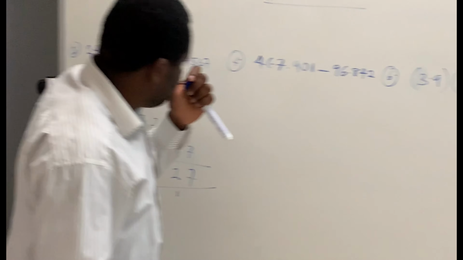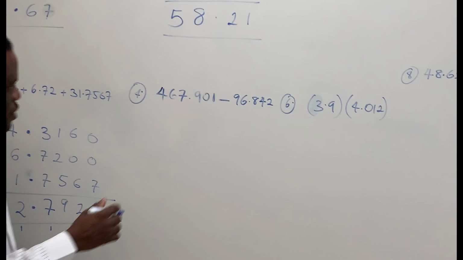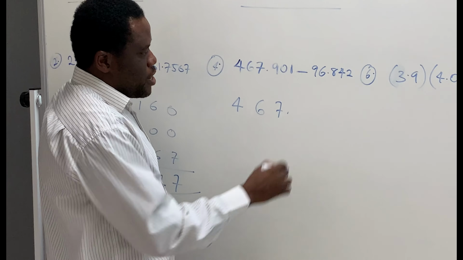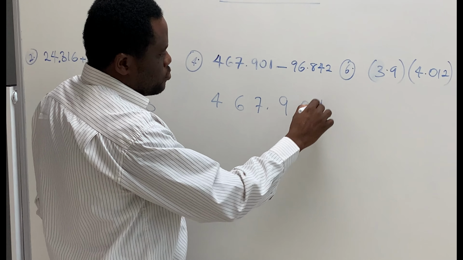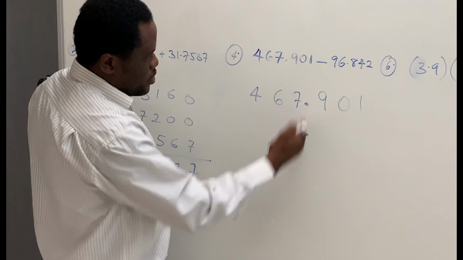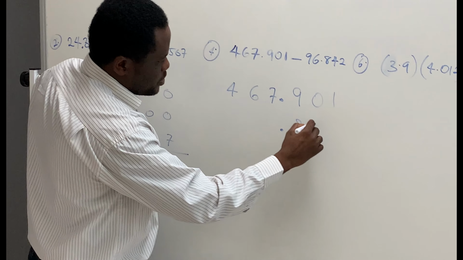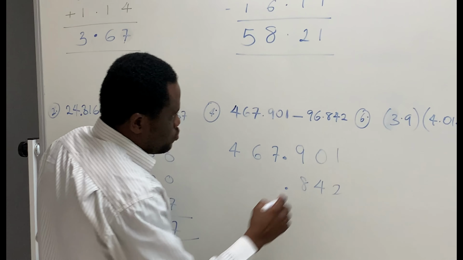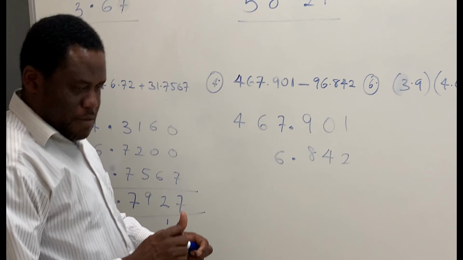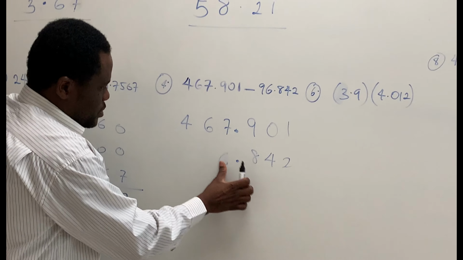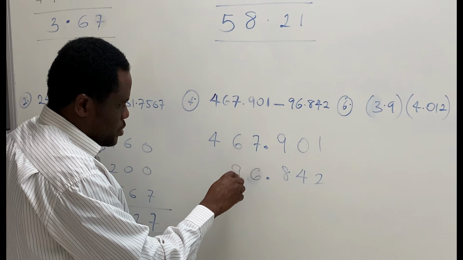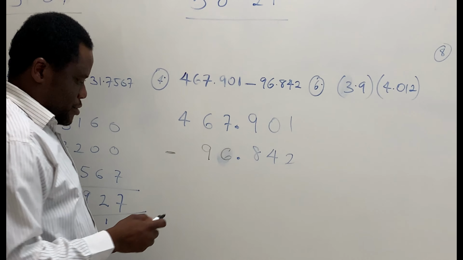Okay. The next question. We have 467.901. Next one, don't forget the points. They must be in order. So we have 8, 4, 2, and after the point we have 6, 9, 9.